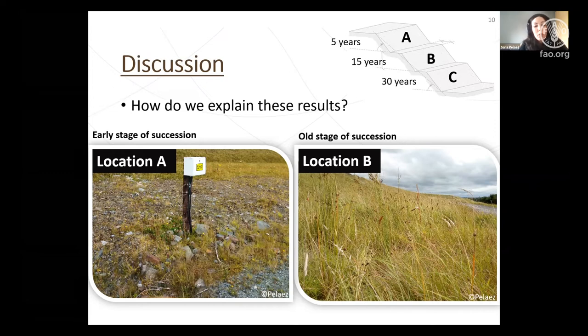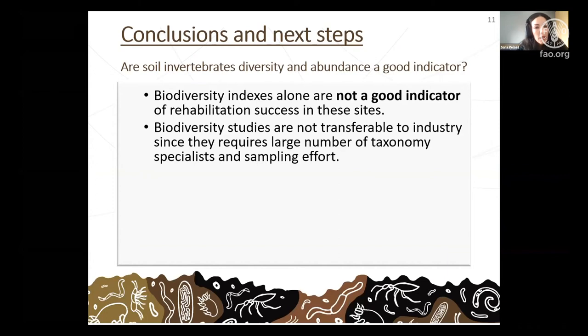The results from biodiversity indexes are better explained by, and respond better to, the classical model of succession, in which when a new habitat becomes available, many species can potentially colonize it and diversity rises. So if we come back to the question at the beginning of the talk, are soil invertebrate diversity and abundance a good indicator? The data from our sites points toward the direction that these indexes alone are not a good indicator of rehabilitation success in these sites.